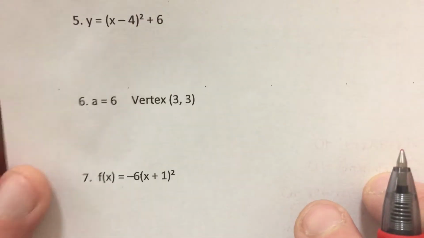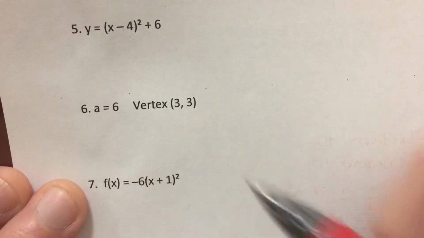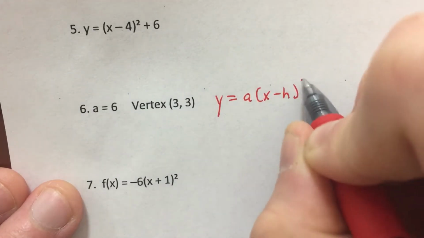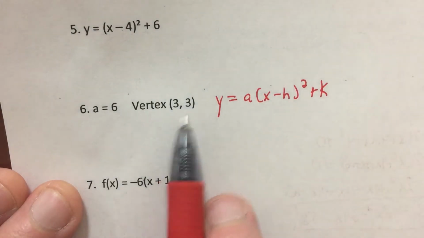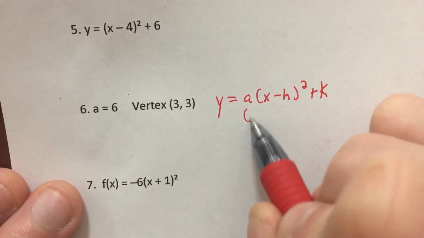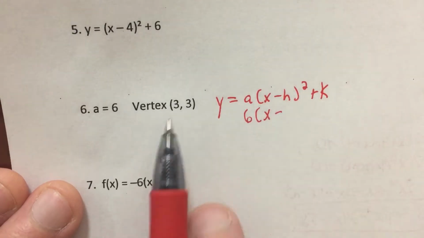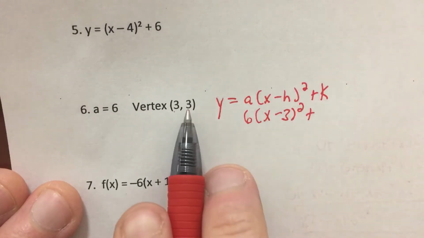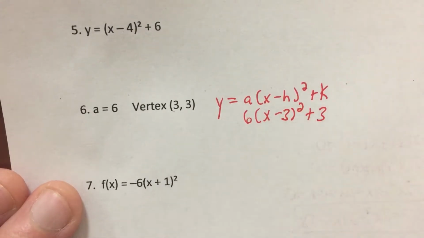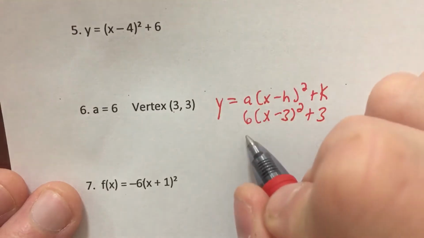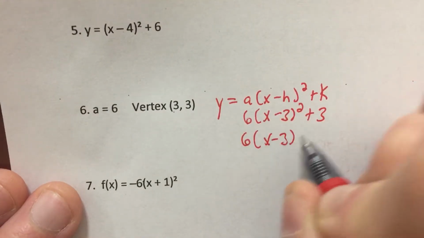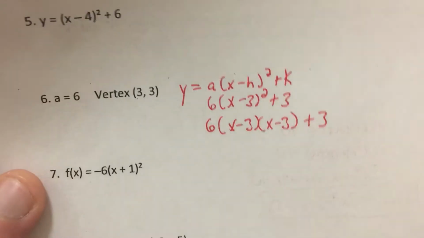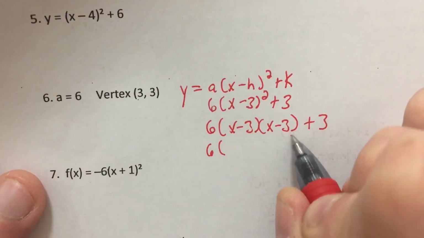Skip down to number 6 here. The a value is 6. And the vertex is 3, 3. So I'm going to take a 6 in place of a, x minus the h, which is 3, and then the k, which is 3. Write this out twice. One big parentheses behind my 6.